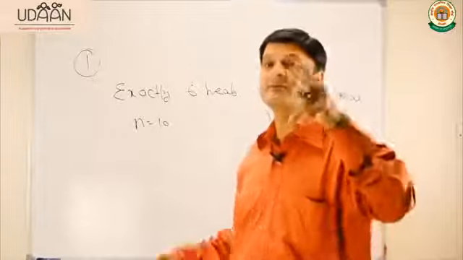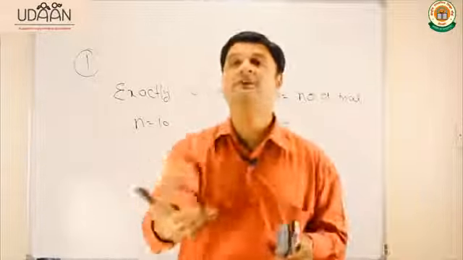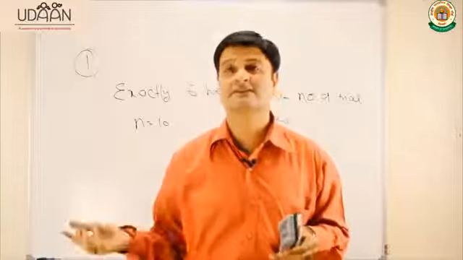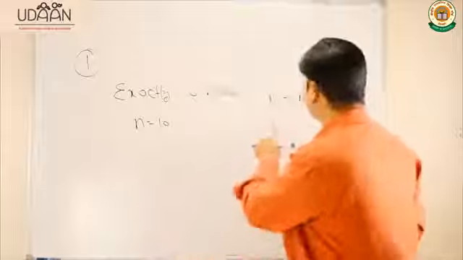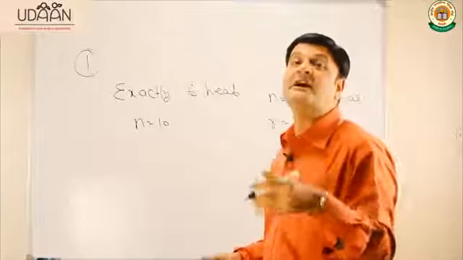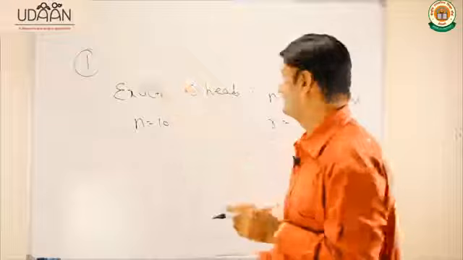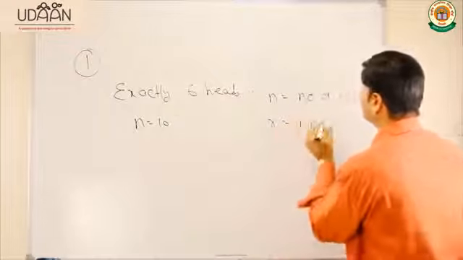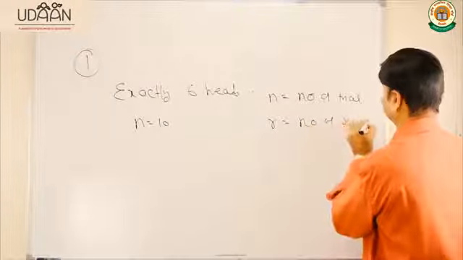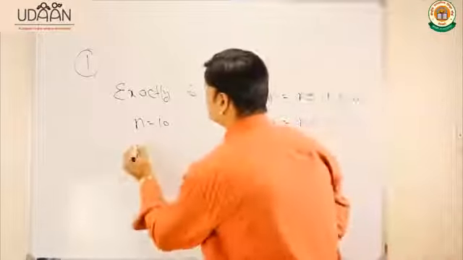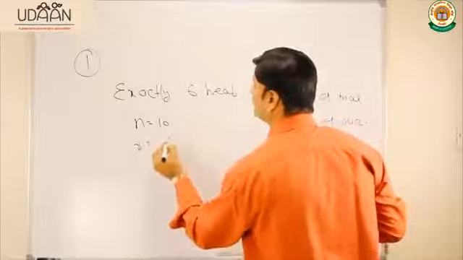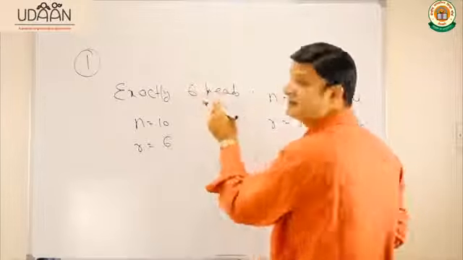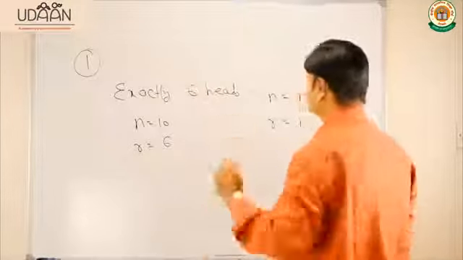Here we divide every trial in 2 parts. Whatever we want is known as success, and whatever we don't want is known as failure. So here R means how many times I want success out of the 10 trials. So R means number of successes. As you know, our interest is the number of heads. We want 6 times heads, means 6 times success, so R will be 6.